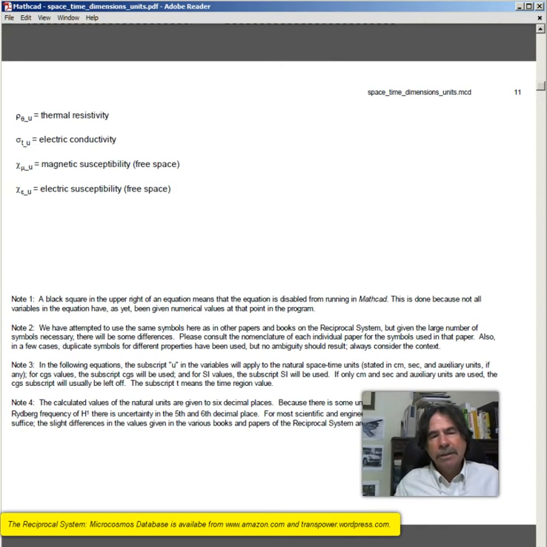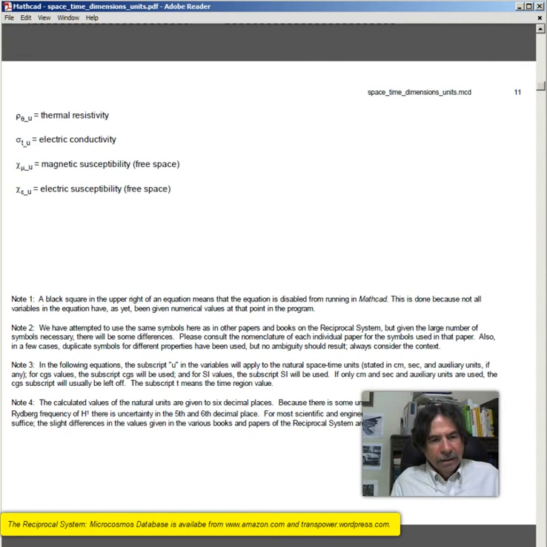Note 3, in the following equations, the subscript u and the variables will apply to the natural space-time units, stated in centimeters per second and auxiliary units, if any. For CGS values, the subscript CGS will be used, and for SI values, the subscript SI will be used. If only centimeter per second and auxiliary units are used, the CGS subscript will usually be left off. The subscript T means the time region value.